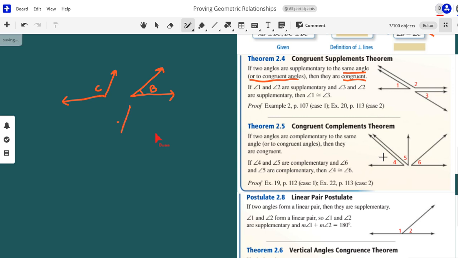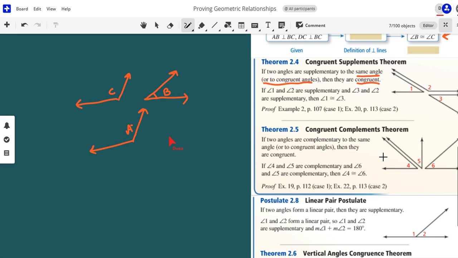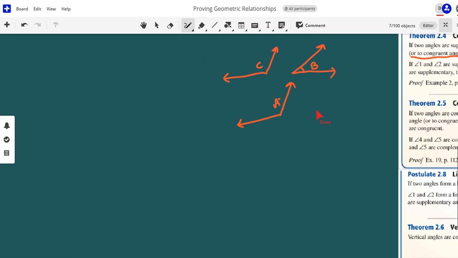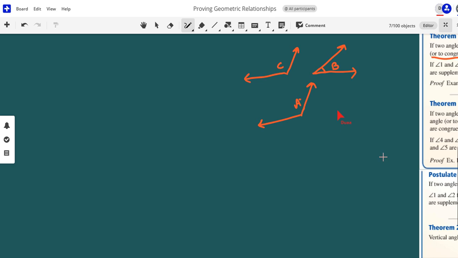I'm taking another angle in any direction, in that direction. This is angle A, which is also supplementary to angle B. And we have to prove A and C are congruent. Since C is supplementary to B and A is also supplementary to B, we have to prove that A and C are congruent, equal to each other. So what is given?